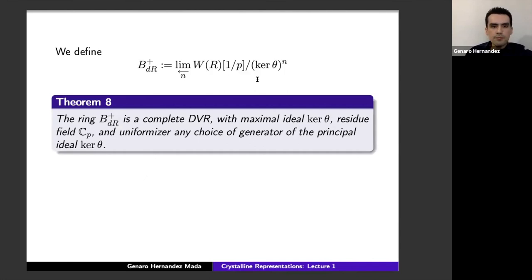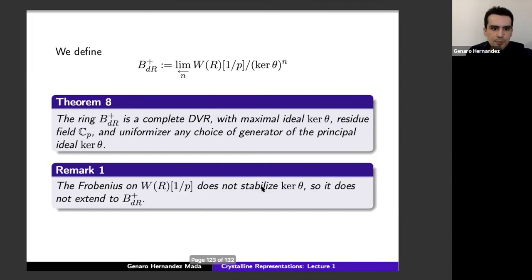And the big theorem about this is that this ring is a complete discrete valuation ring with maximal ideal the kernel of theta. Its residue field is Cp. And as a uniformizer, we might take any choice of generator of the principal ideal. I mean, that's kind of natural, that's going to be the maximal ideal, right? Because just by definition.